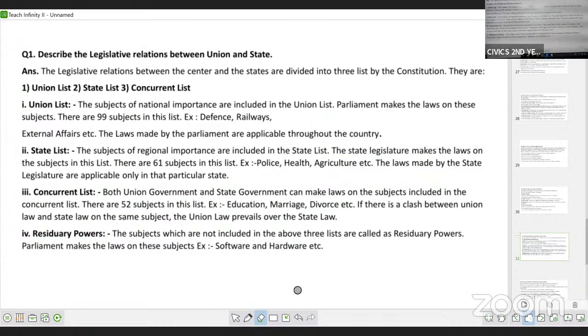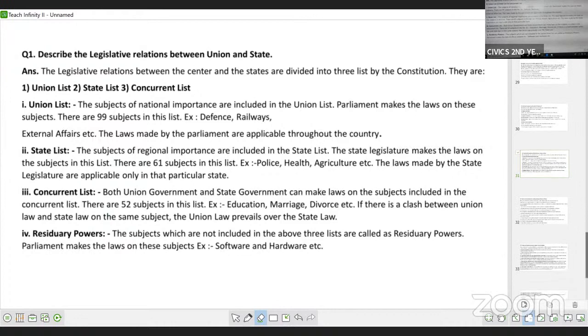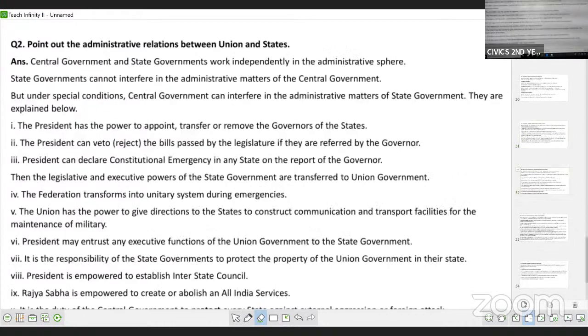This is about your legislative relations between the union and the state. If you are writing about the 3 lists, learn union list, state list, concurrent list and residuary powers in 2 marks. If you write the same thing, your legislative relations are over. Okay, don't learn the same thing again and again. Why am I repeating these questions? Because these are the most important, most repeated questions.